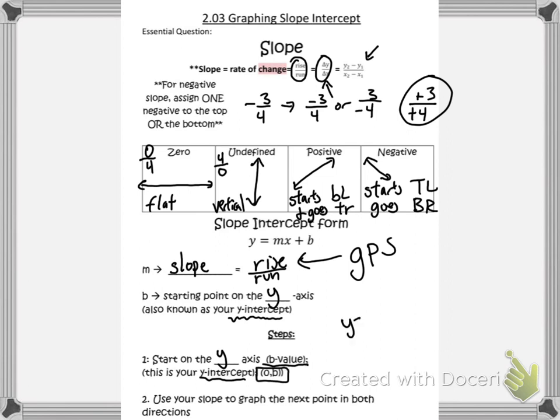So for example, if I have the equation y equals 2x plus 3, my b value is 3. And my y-intercept would be 0, b, which in this case will be 0, 3. And then you will use your slope to graph the next point in both directions. So from your y-intercept, we are graphing 2 more points.